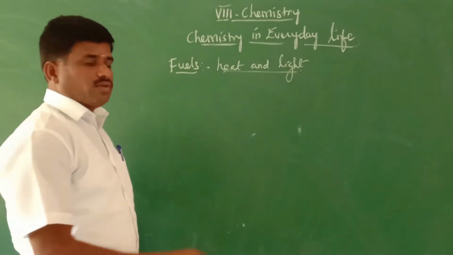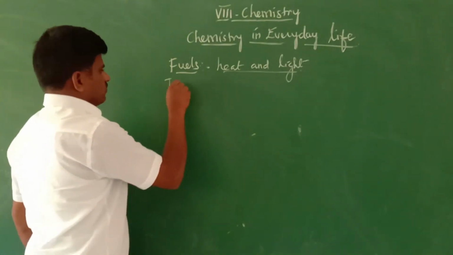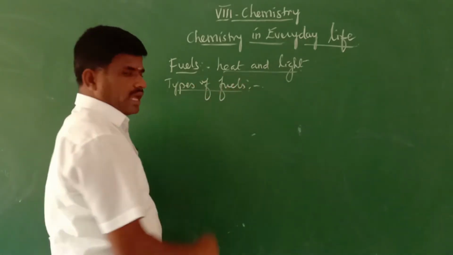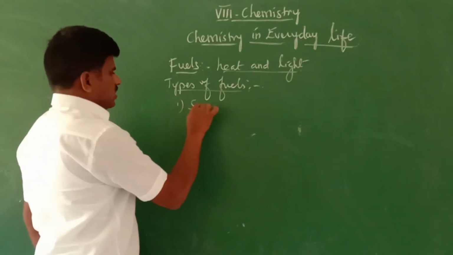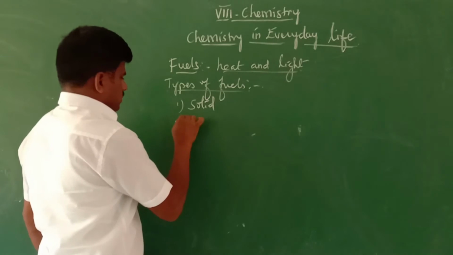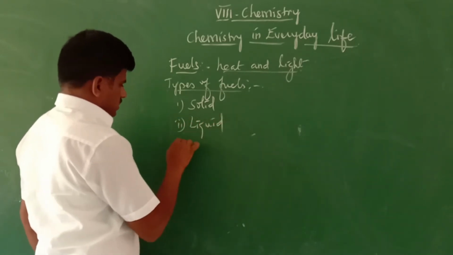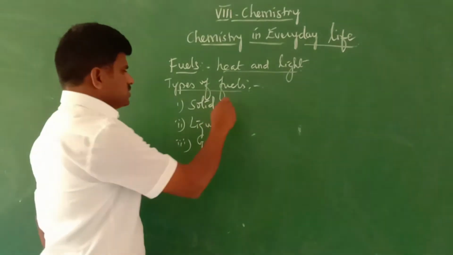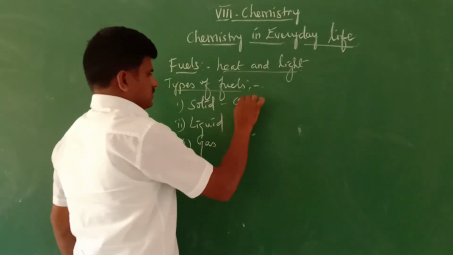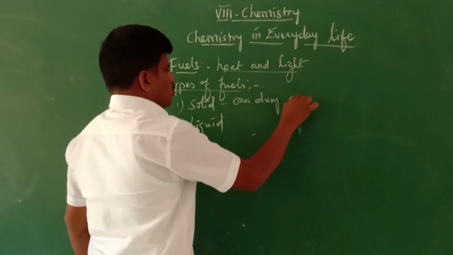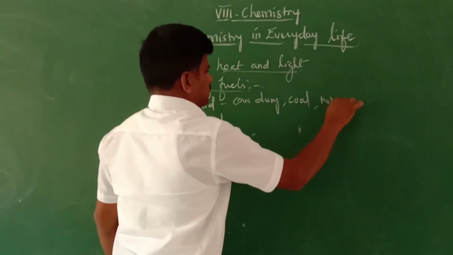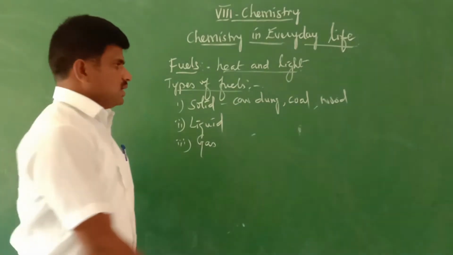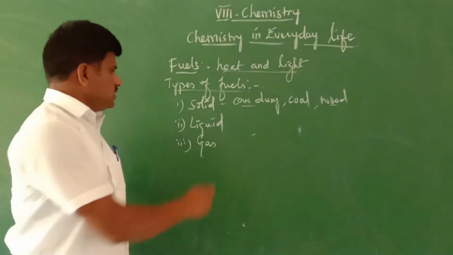Let's see the types of fuels. Fuels are of different types: solid, liquid, and third one is gas. These are the three different types of fuels. The solid fuels are cow dung, coal, and wood. Coal, different kinds of coal products, wood, and cow dung are all called solid fuels.